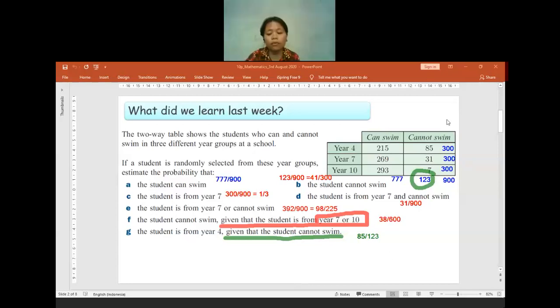Okay, if you have no confusion, let us continue to find the probability using the Venn diagram.